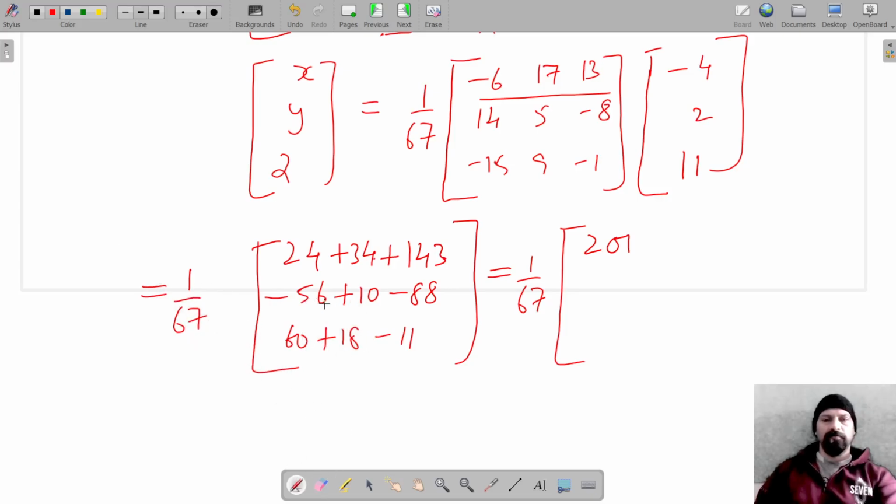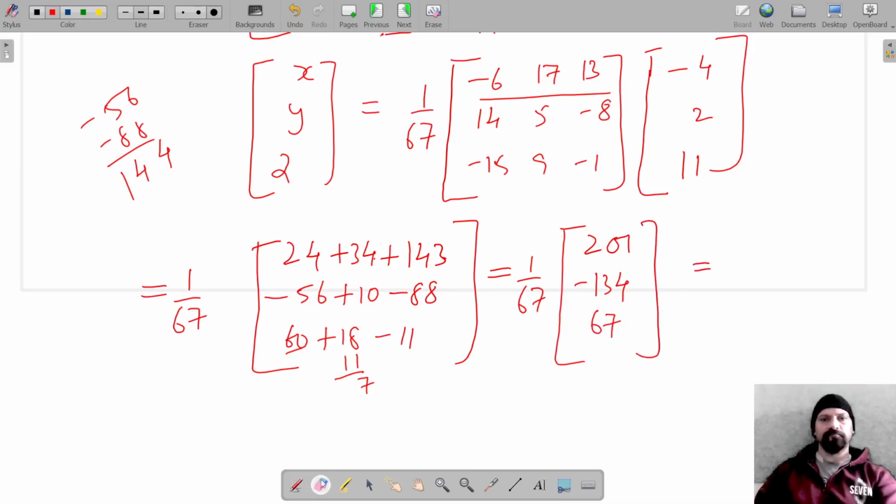Now this is negative 56 plus 10 and negative 88. Negative 56 plus 10 is negative 46, and minus 88 gives negative 134. The third is 20 plus 18 minus 11, which gives 67.